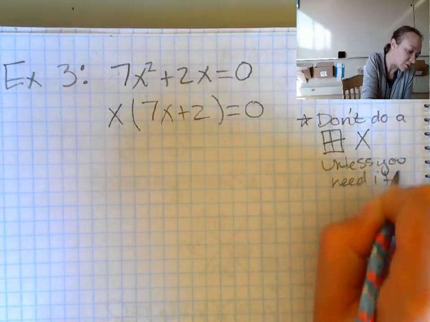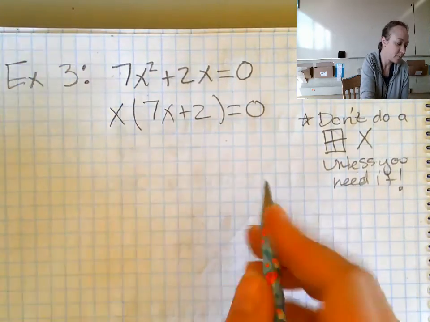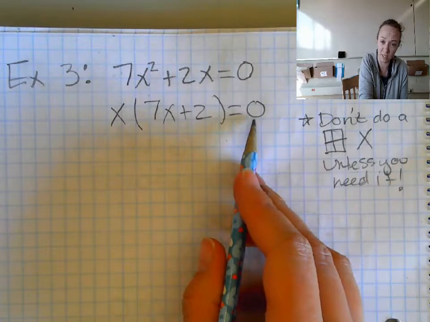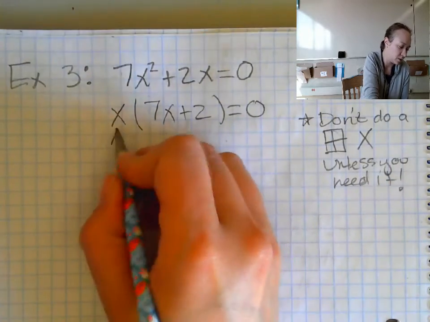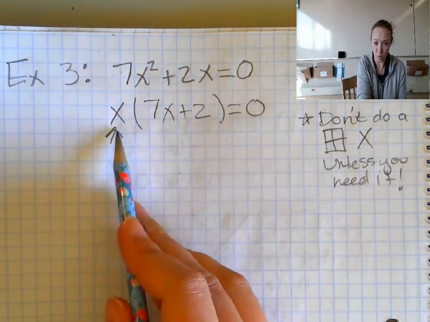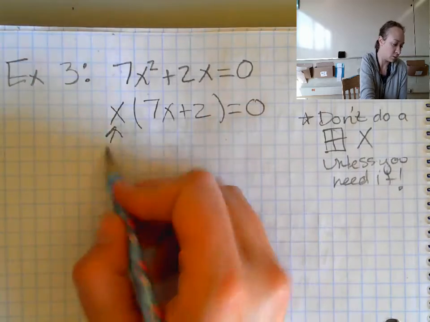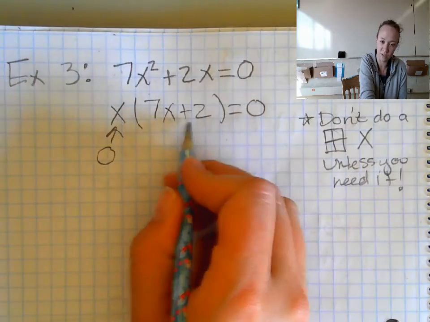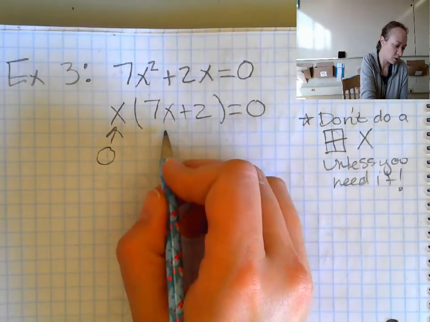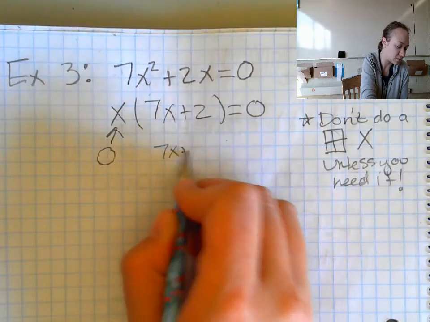It's much faster without, if you can figure it out without. Now, I need to figure out what would make this equal 0. Well, there's nothing else going on there, but if that was a 0, that would work, right? 0 times whatever's in here would work. Or 7x plus 2 equals 0.